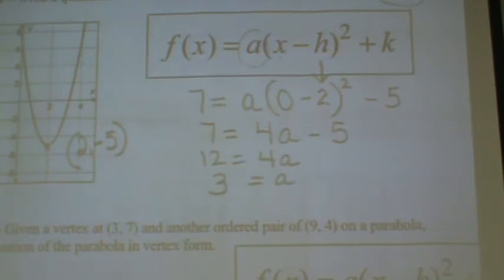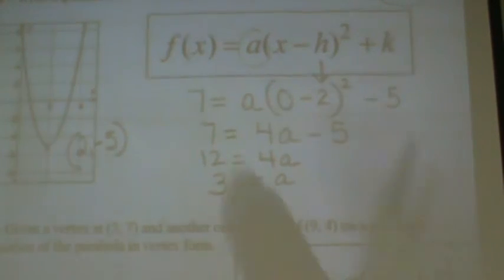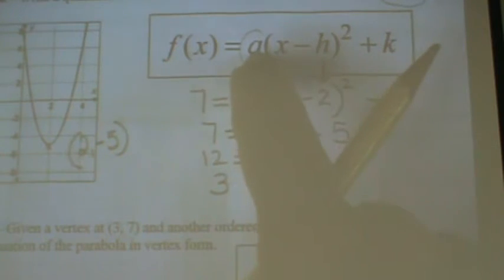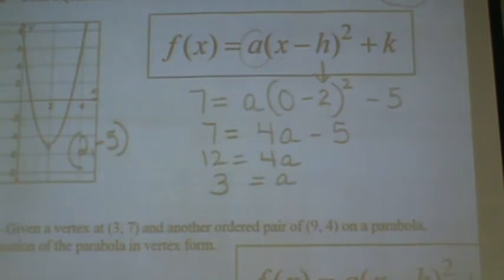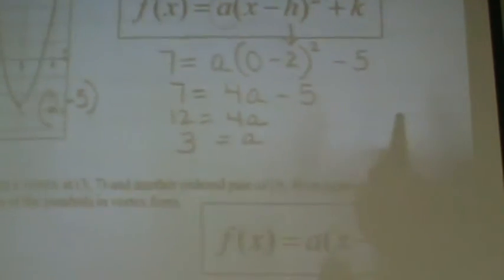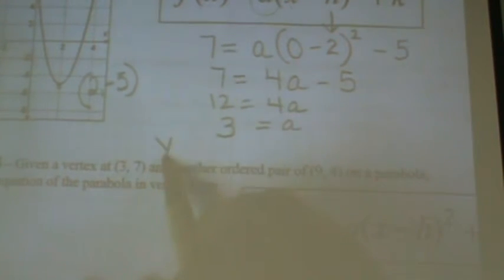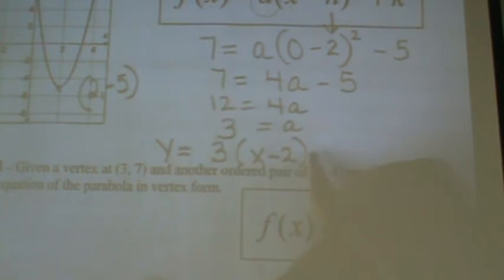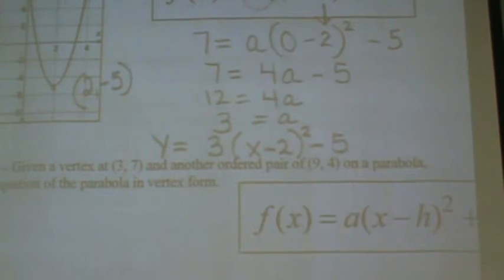So now, what we're going to do, we're going to go back to this formula right here, and you're going to put a 3 here and the vertex. That's all I need you to do. Everything else stays. So your equation is going to be y, or f of x, equals 3. The 3 is what we just found. And then x minus 2, and then minus 5. Oops, forgot to square it. Easy?